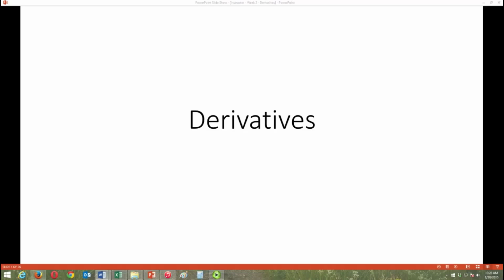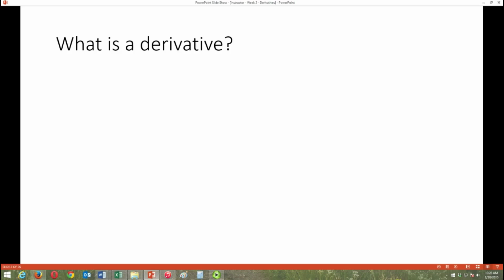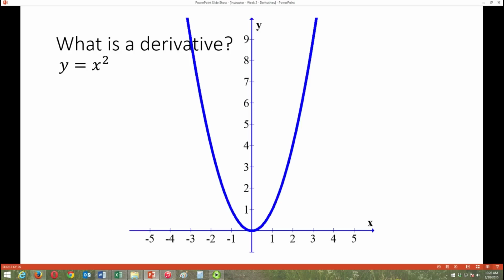We'll begin our discussion on derivatives today. What is a derivative? We see the graph of the function y equals x squared. Notice I've marked the point (2, 4), and I've drawn a tangent line to that point. The tangent line at a given point is simply the straight line that just touches the curve at that point.